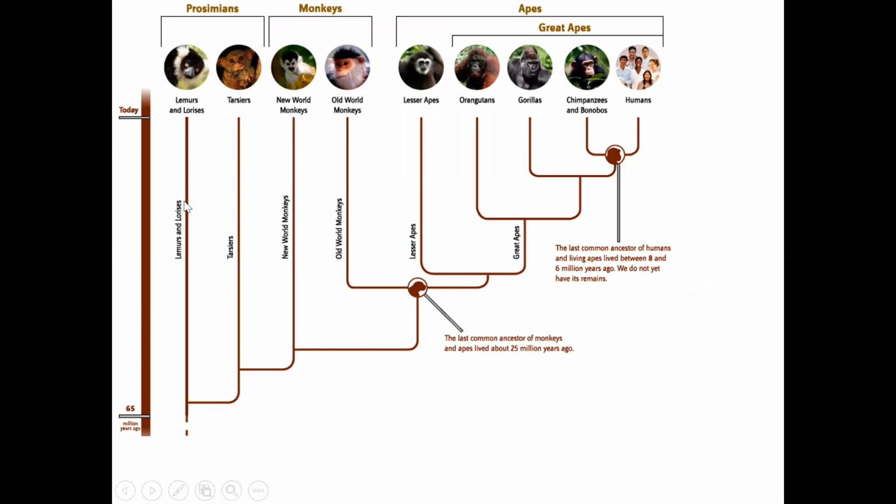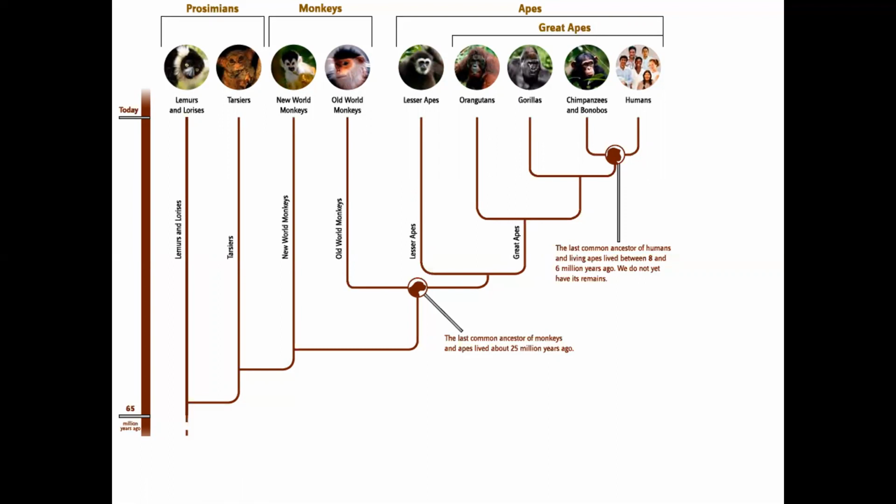So here we go. We see even the lesser primates here, like the lemurs, the tarsiers. Then we have the new world monkeys. Then we have our last common ancestor with the monkeys and apes, that was about 25 million years ago. We have the old world monkeys, and then we have the apes, the lesser apes, the great apes, which include orangutans, gorillas, chimpanzees, and bonobos. And here is our last common ancestor with the other modern day apes, between 8 and 6 million years ago.